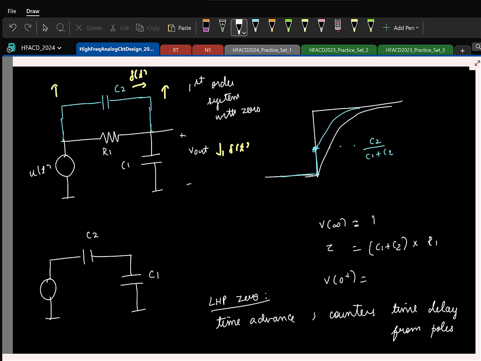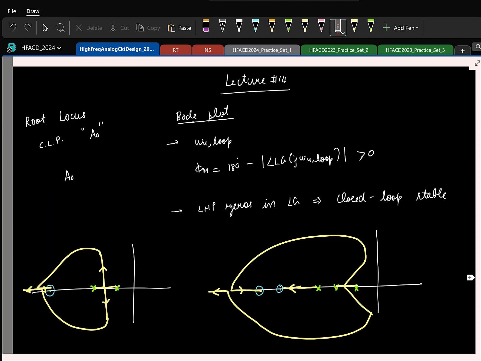Cool. So this is why the LHP 0 is helping in stability, and that we saw in the frequency domain from the root locus plot also. So if you don't have the zeros, the poles could actually enter the right half of S-plane, but the zeros are attracting the poles and making them fall not just in the left half of S-plane but also on the real axis. Right?